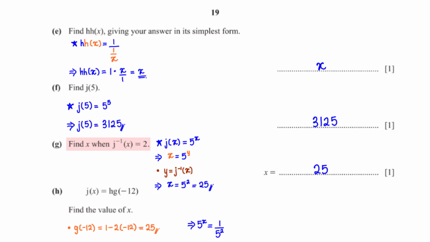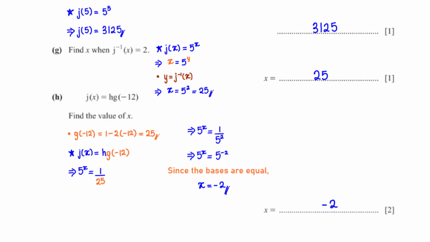Find x when j inverse of x equals 2. To get j inverse of x, we replace j of x with x and replace x with y. y is the same as j inverse of x, which has been given as 2. And so we have x equals 5 raised to the power 2, which is equal to 25.